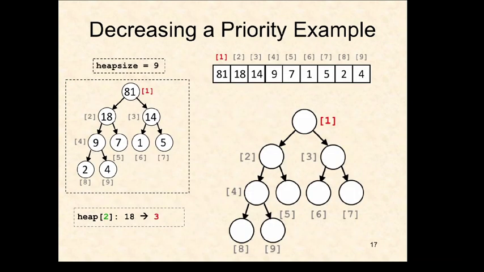Okay, what if something goes down in priority? So we said here, what if heap at index 2, the value 18 changed to 3? If this 18 changed to 3, and again, this is assuming a max heap, it has decreased in priority. Well, now we've got to look downward. When we looked upward, we had a parent. We just had to look at the parent.